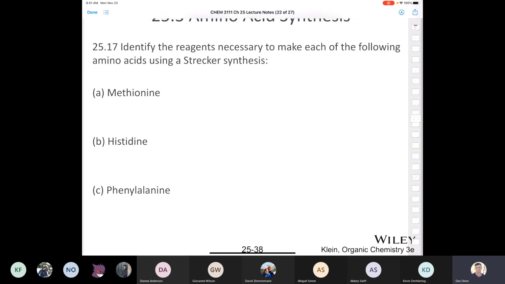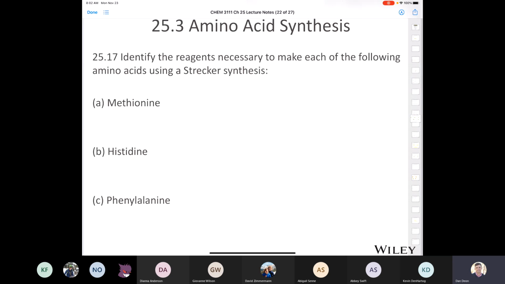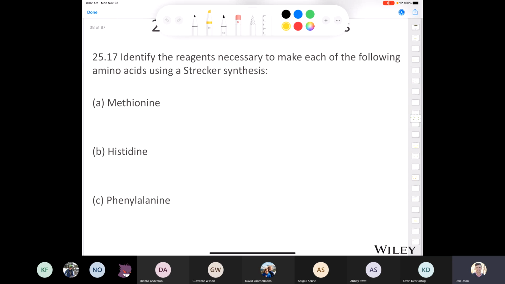Okay, Chemistry 3111. This is the second lecture on amino acids, peptides, and proteins. And we're going to start by looking at question 25.17. It says, identify the reagents necessary to make each of the following amino acids using a Strecker synthesis.